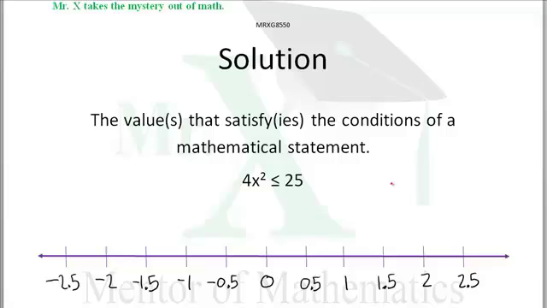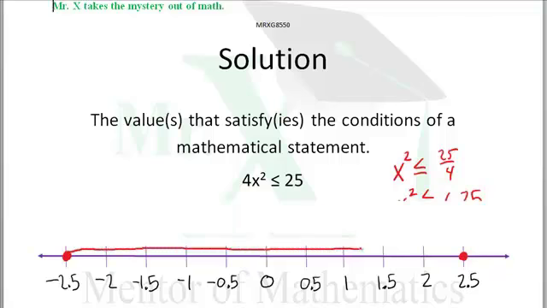I would divide both sides of this by 4 and say x squared has to be less than or equal to 25/4, which means x squared has to be less than or equal to 6 1/4. Well, that means it has to be between here and here. So what's our solution? Well, it's all of this. That's our solution. It's everything between -2.5 and 2.5.